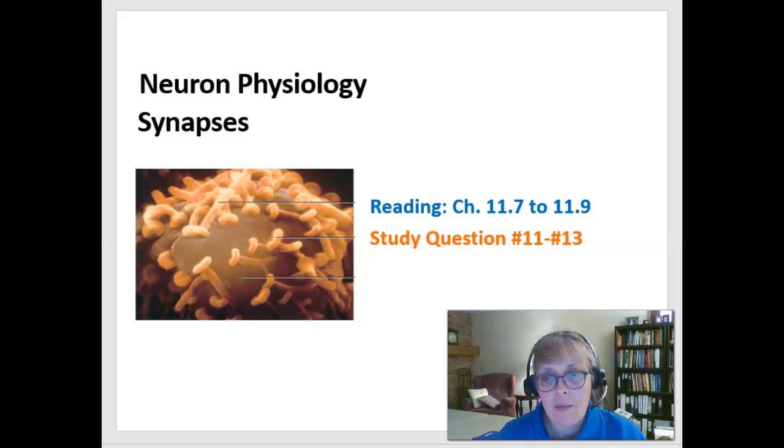So the last topic of neuron physiology is synapses, and the picture that you're looking at is a picture of many axon terminals synapsing on a target cell. This lecture refers to items in study question number 11 through number 13 and is contained in sections 7, 8, and 9 of chapter 11 in your textbook.